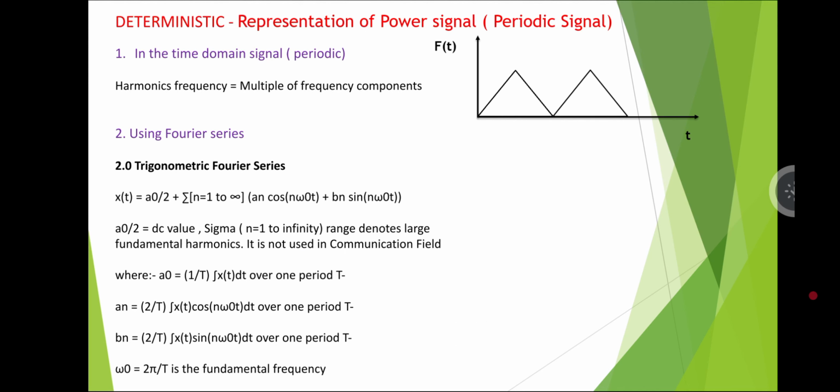Now let's talk about the representation of power signals, that is, periodic signals. Now we come to periodic signals or power signals. We have already completed the energy signals, so again we have to follow all those procedures. First, we will talk about the time domain signals. Harmonic frequency is equal to a multiple of the frequency component. Now see this graph. This is what? It's a periodic signal.